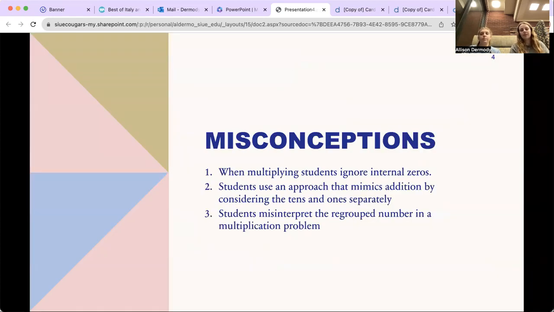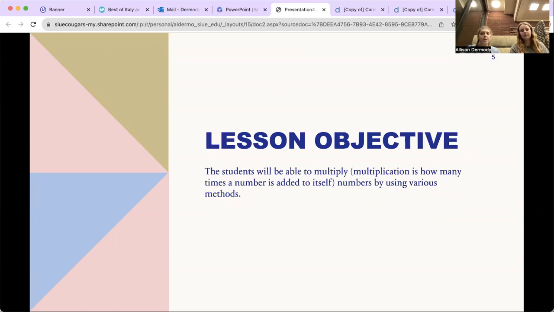Some misconceptions that students may run into is when multiplying, students ignore internal zeros. They may also use an approach that mimics addition by considering the tens and ones separately. And then they may also misinterpret the regrouped numbers in a multiplication problem. So our lesson objective is the students will be able to multiply numbers by using various methods.